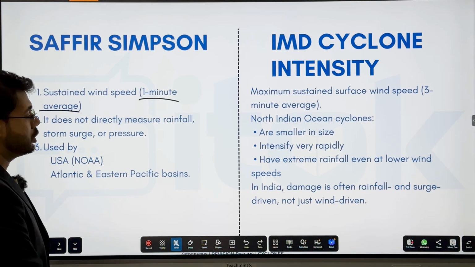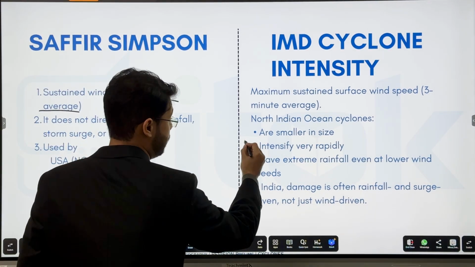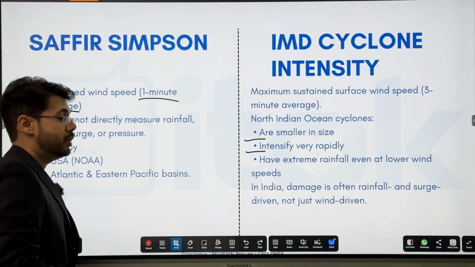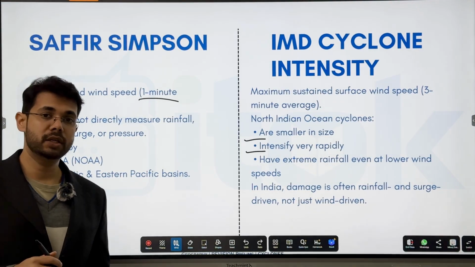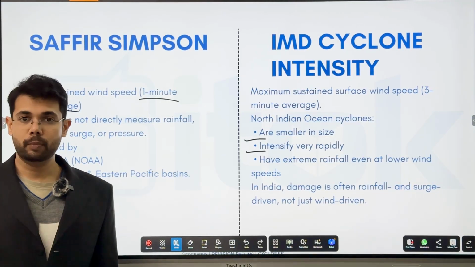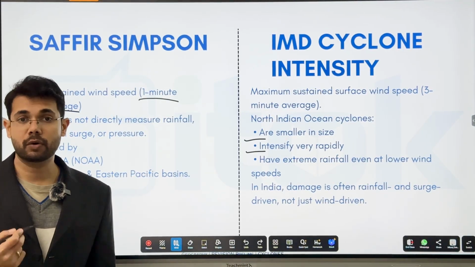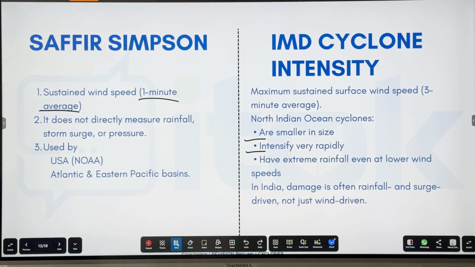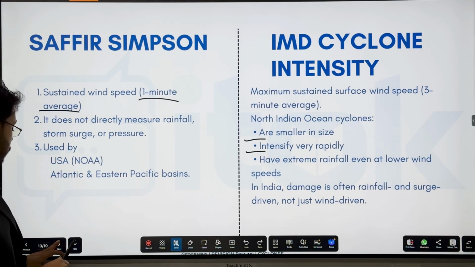So North Indian cyclones are smaller in size and intensify very rapidly. It is very fast that happens. And in Indian conditions, more destruction happens with rainfall rather than winds. So more important than winds for us is the intensity of rains that creates more destruction. So the Saffir-Simpson scale measures the wind speed more, not the rains. But the IMD cyclone intensity has to take in the factor that along with winds, water will also create a lot of damage.